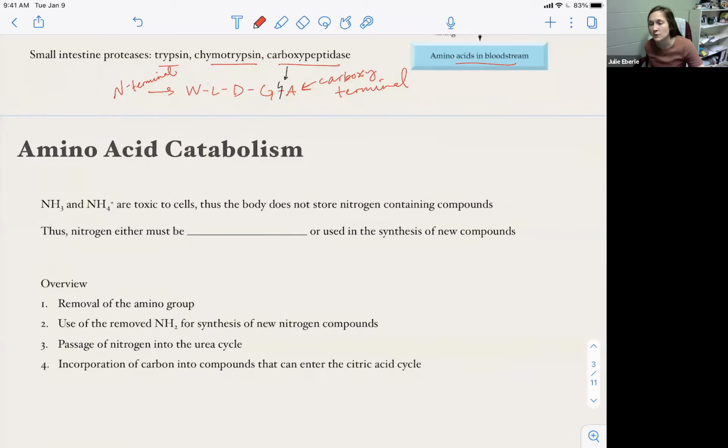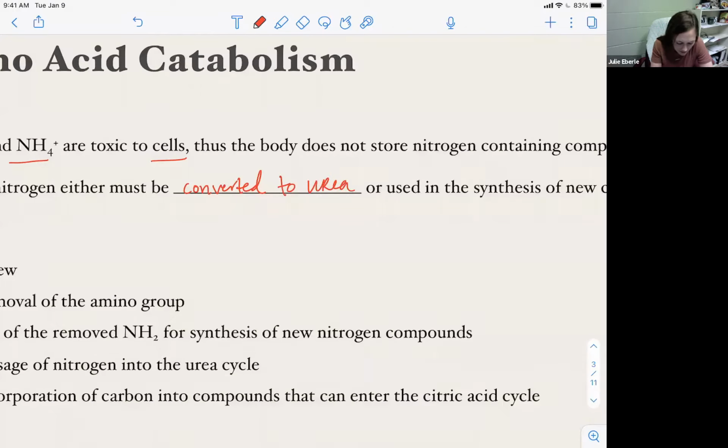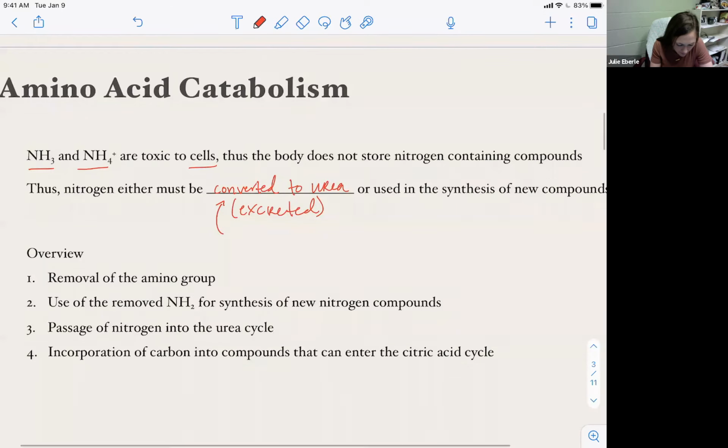But with amino acids, when we break things down, we have to be careful, because certain derivatives of those amino groups on amino acids are toxic to the body. Ammonia and the ammonium ion are toxic to cells. So we cannot store ammonia or ammonium ions in the body. The body does not store nitrogen-containing compounds. So there are two fates for nitrogen-containing compounds or particular amino groups. They can either be converted to urea and excreted. This happens, by the way, in the liver, and then for excretion, they're sent to the kidneys.